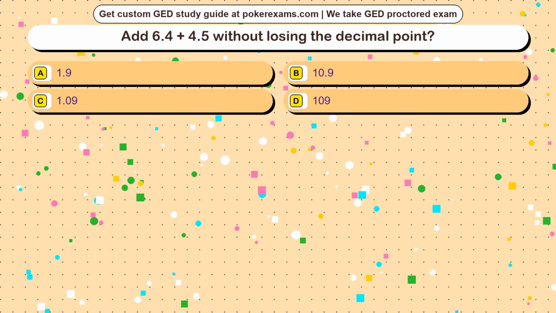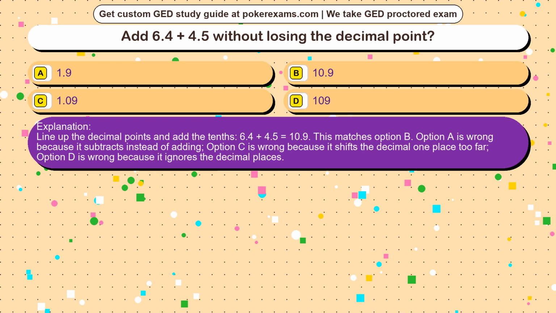The correct answer is option... Line up the decimal points and add the tenths. 6.4 plus 4.5 equals 10.9. This matches option B. Option A is wrong because it subtracts instead of adding. Option C is wrong because it shifts the decimal one place too far. Option D is wrong because it ignores the decimal places.